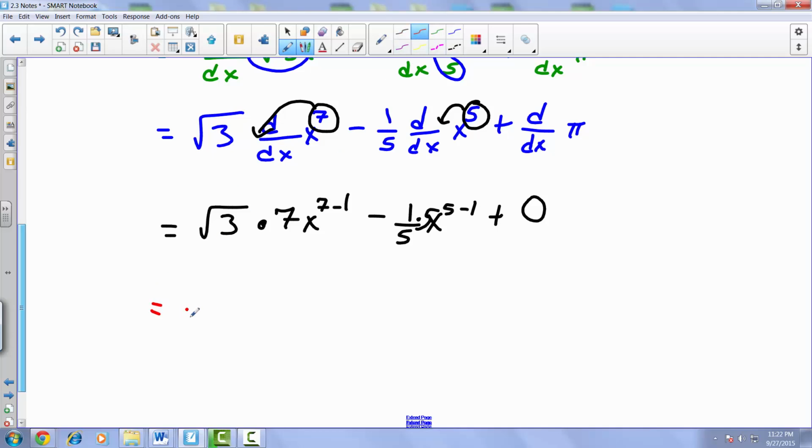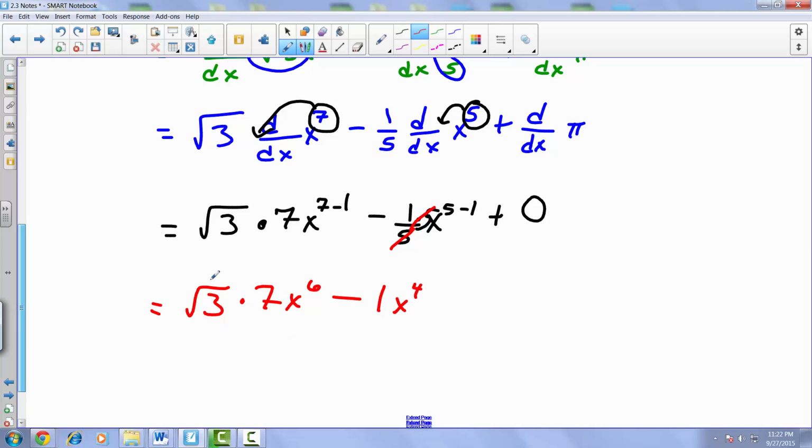So then we end up with the square root of 3 times 7 times x raised to the 6th power, minus, really these 5's will end up just canceling out with one another, because 5 times 1 is 5, divided by 5 is just 1. So minus 1 times x raised to the 4th power.